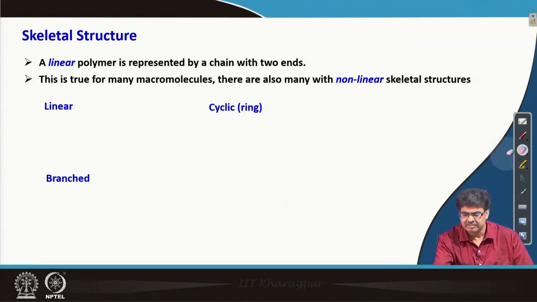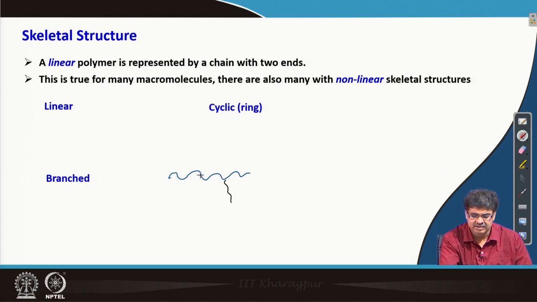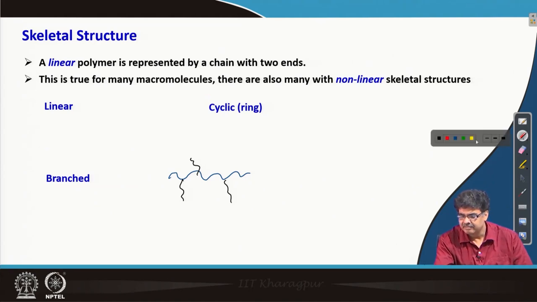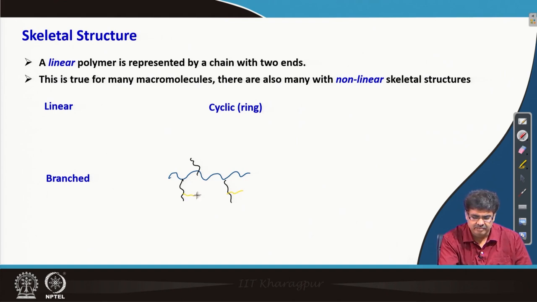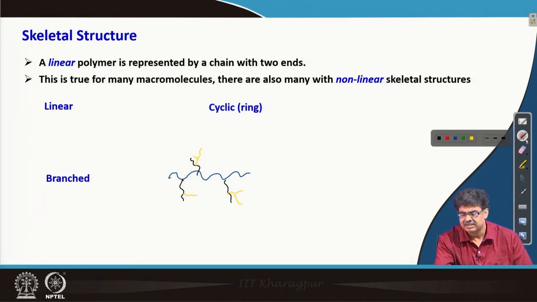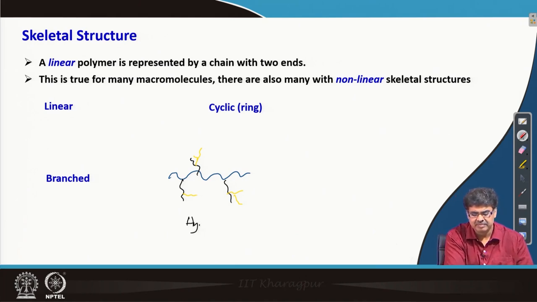Now, we can also have branching in a way that there is a sub-branch. So, I have a molecule like this and I can have further branches, which can branch from a sub-branch, which can branch further. So, branches can come out from branches, and in that case we call this a hyperbranched structure.